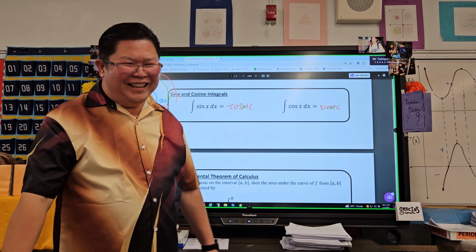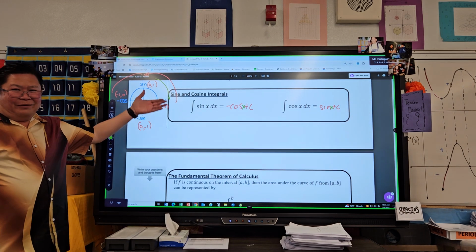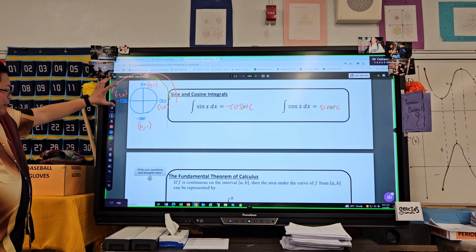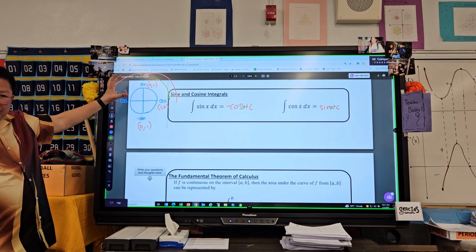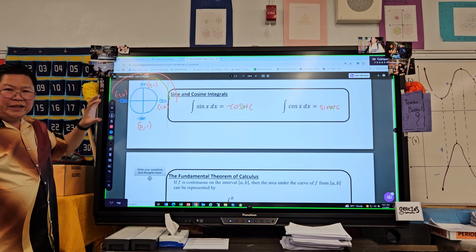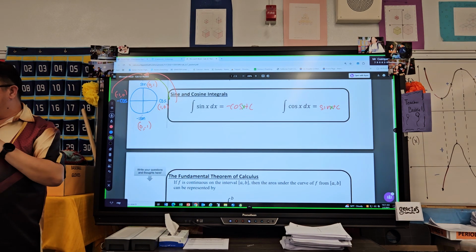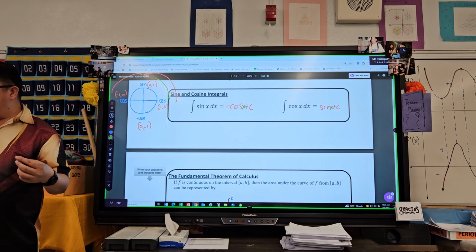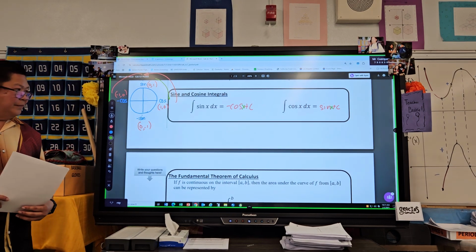Okay, so can I move this up now? Is the mnemonic device clear to you? Just in case you forget, have this mnemonic device. Derivative is clockwise, antiderivative is counterclockwise.